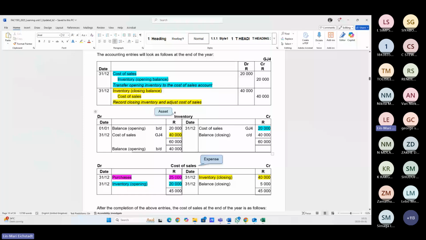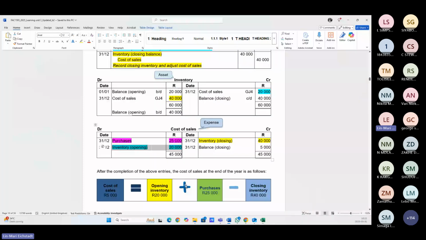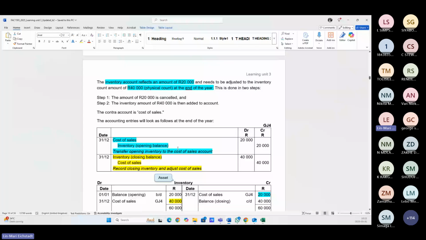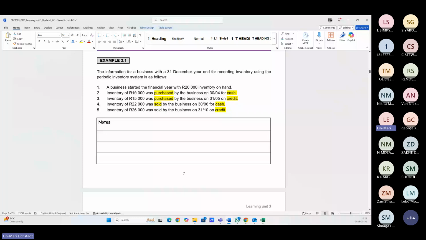on hand from the prior year. You take that 20,000 to your cost of sales account because that is just how we calculate it, right? It's easier for you to understand the steps. You had, for example, onions in your store of 20,000 Rand. Then you purchased some onions during the year of 25,000 Rand. You had two purchases as per this example. You had some purchases on cash, 10,000, and you had some purchases on credit for 15,000.